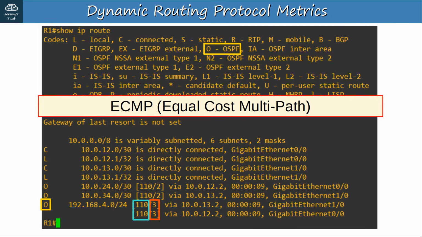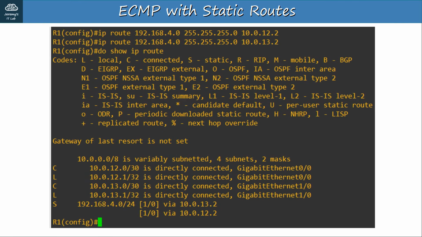As for these values on the left side of the square brackets, this is another important value called administrative distance, or AD, which I will talk about a few slides later. The OSPF protocol has an AD of 110. Don't memorize that now. As I said, I'll talk about that again in a few slides.